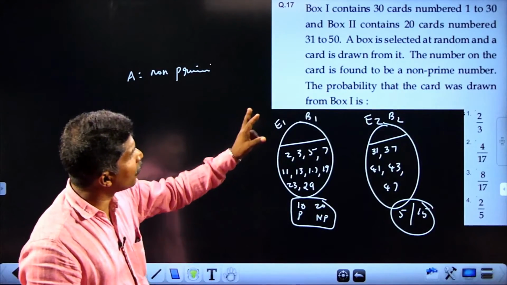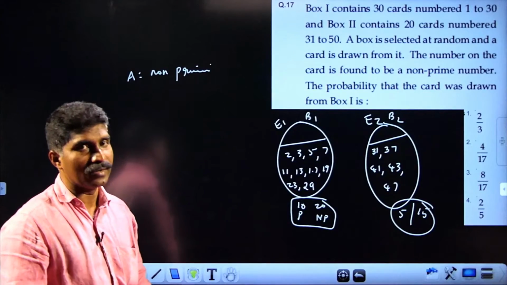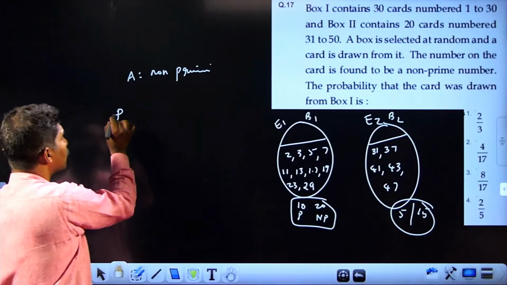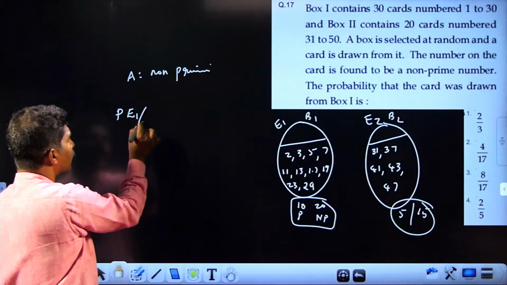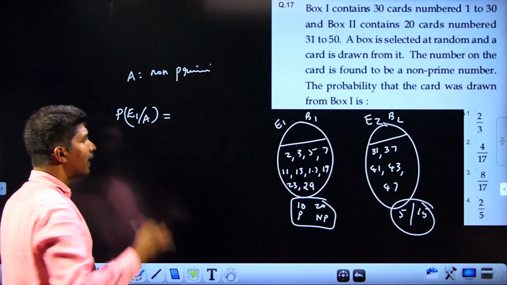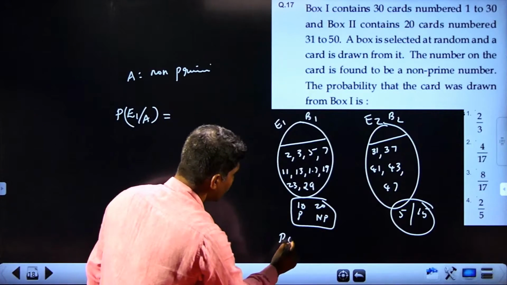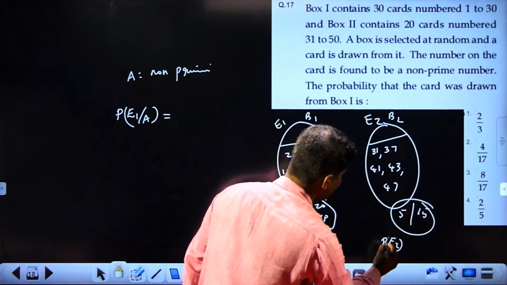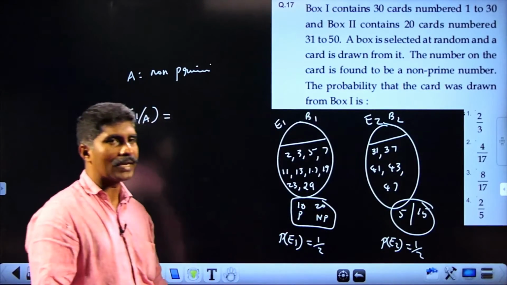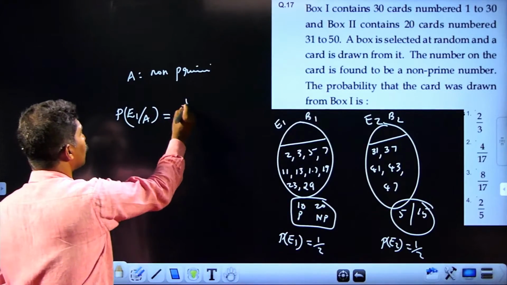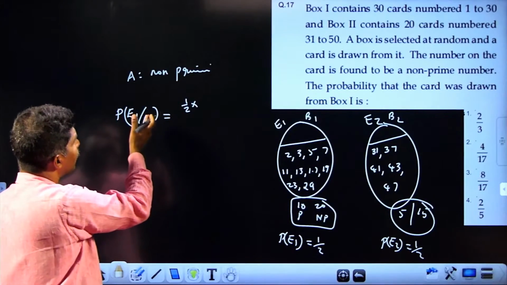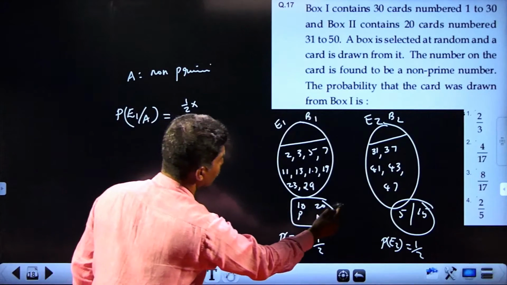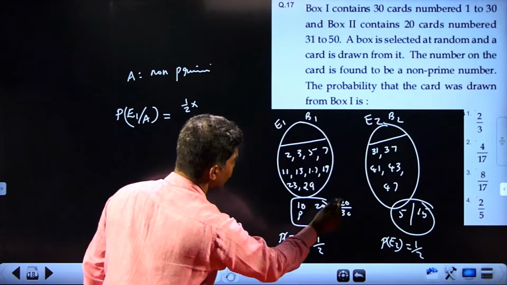You have to calculate the probability that the card was drawn from box 1. So what is it? It is simply an application of Bayes' theorem. You have to calculate the probability of E1 under the condition that A has already occurred. What is the probability of E1? The probability of E1 is equal to 1 by 2 and the probability of E2 also is equal to 1 by 2. A very simple application of Bayes' theorem says that this is equal to 1 by 2 into the probability of getting a non-prime from E1. How many? 20 by 30.